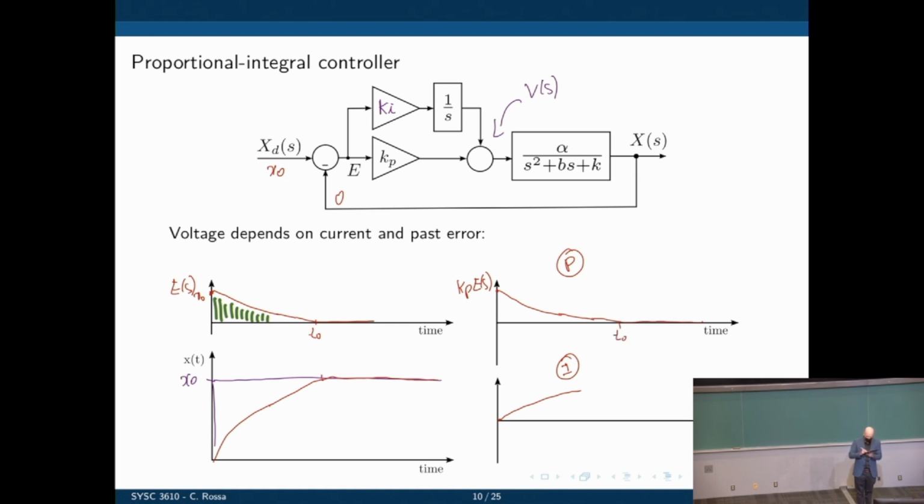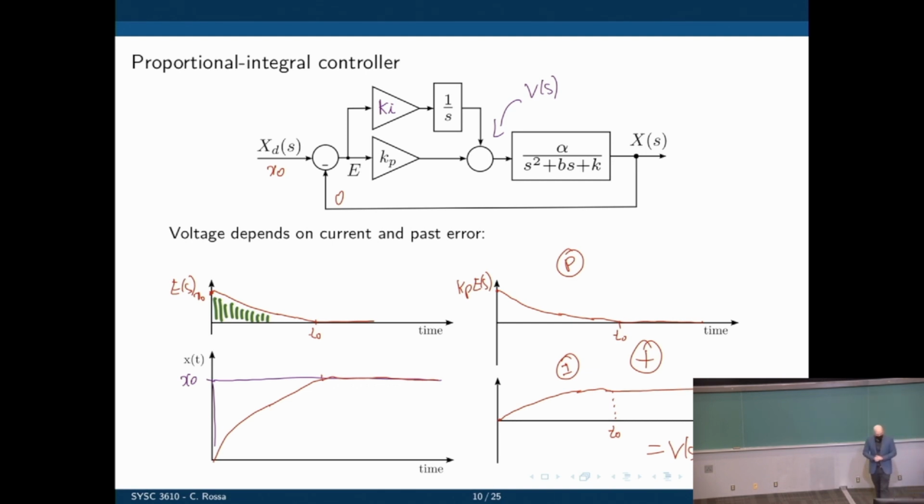What happens to the integral component? Well, now we are taking the integral of 0, and the integral of 0 is not 0. The integral of 0 is what happened in the past. So that will stay constant at that point. And now notice that we are adding these two, and this is V of S. This is the voltage.